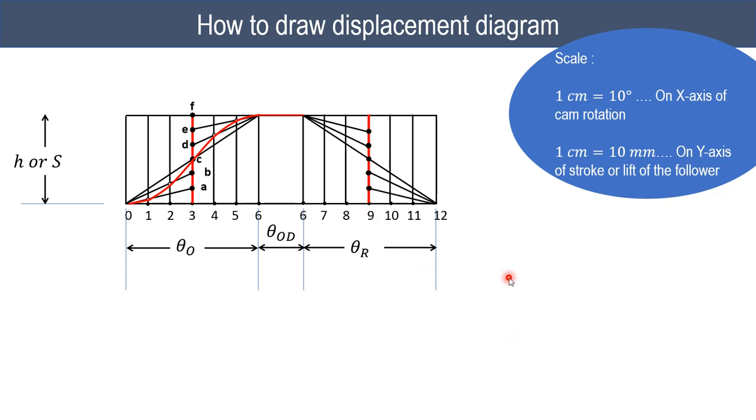Now you can see this vertical line will intersect this line over here, then the line from the 8th will intersect over here, 9th is already intersected, this second line will intersect over here, and this first line will intersect over here. Now draw a smooth curve passing through this, so we'll get the uniform acceleration and retardation during the return stroke. So this will complete our displacement diagram.